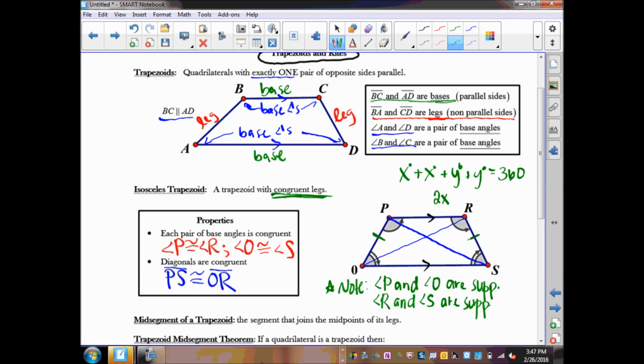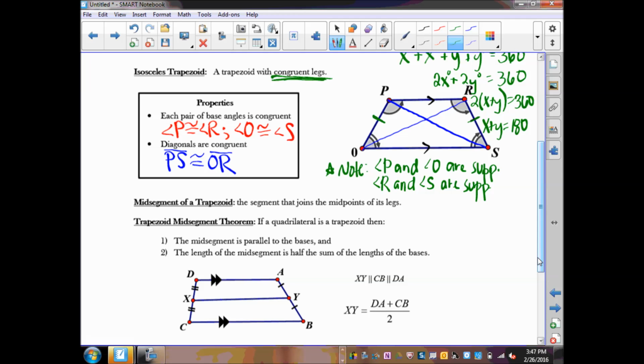Well, simplifying here, factor out a 2, and then I get x plus y equals 180, which by definition means they are supplementary. So P and O are supplementary and R and S are supplementary. That's just something good to keep in mind. It makes solving some of these problems a lot quicker.